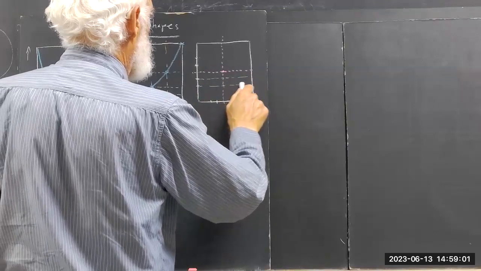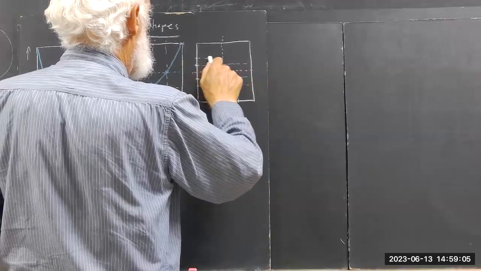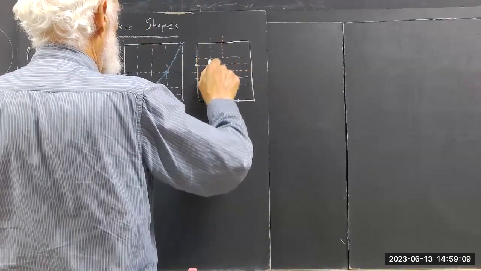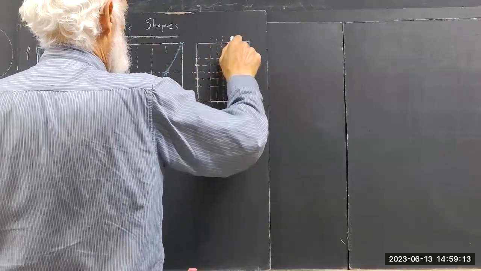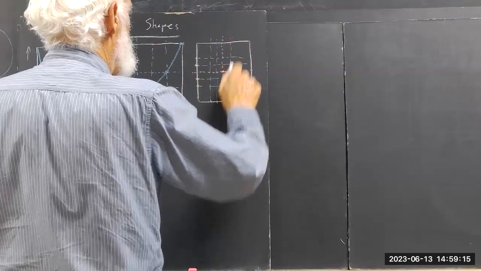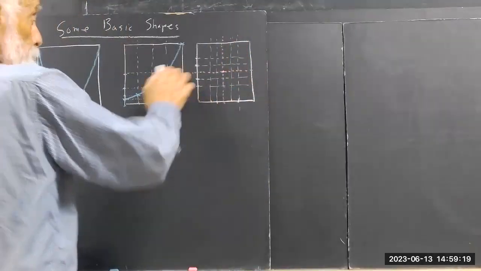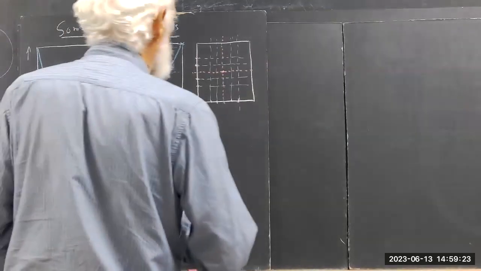Now I've got what I need. Draw my horizontal and vertical lines as the dotted lines. Let's draw them to the right. Okay, now I can plot my points.